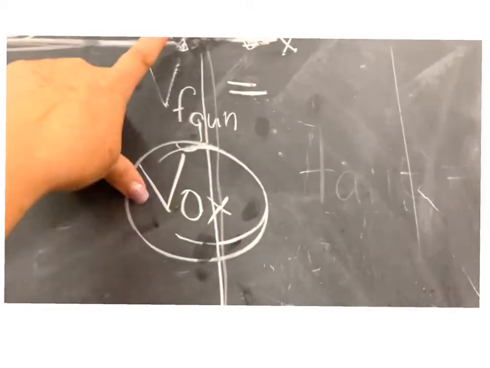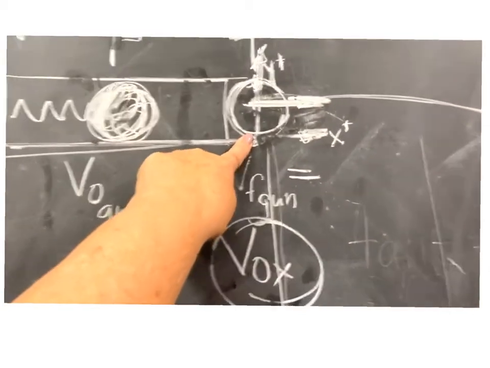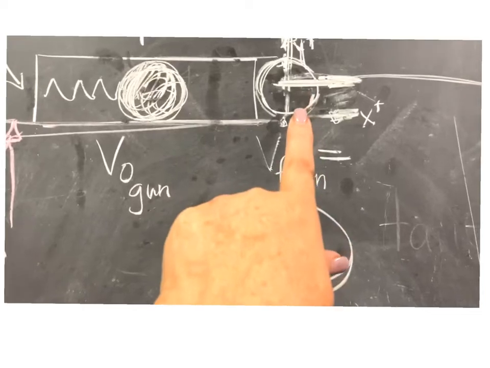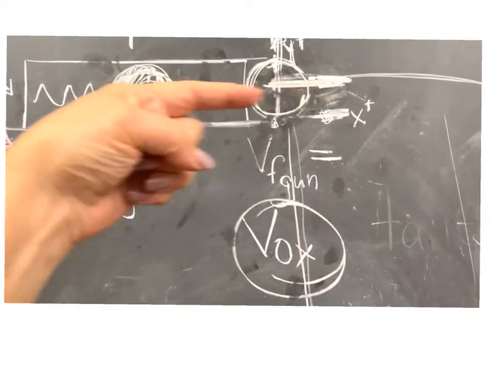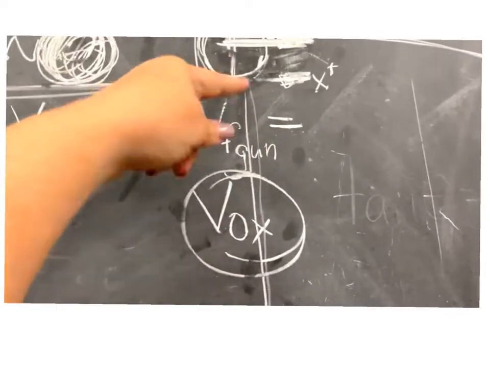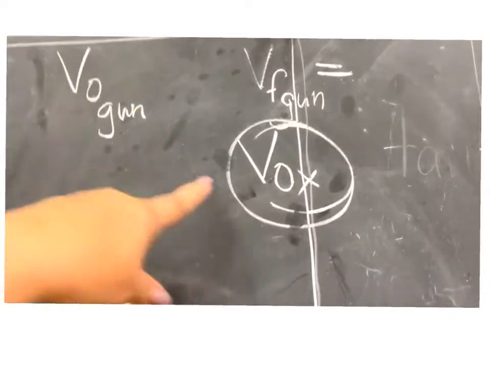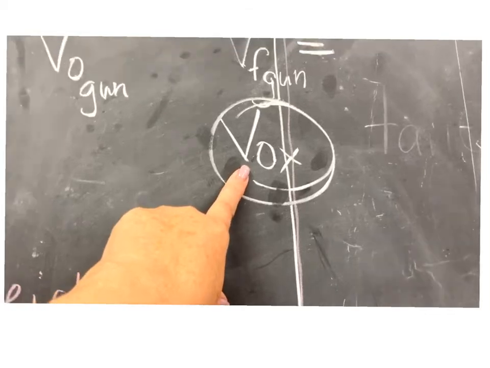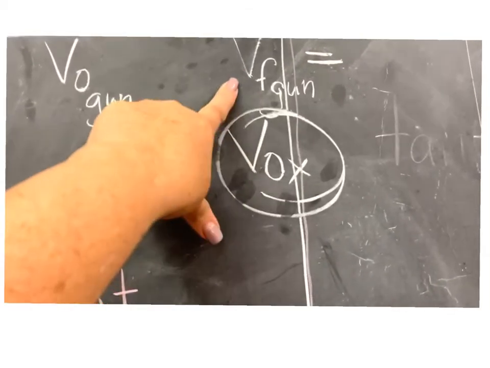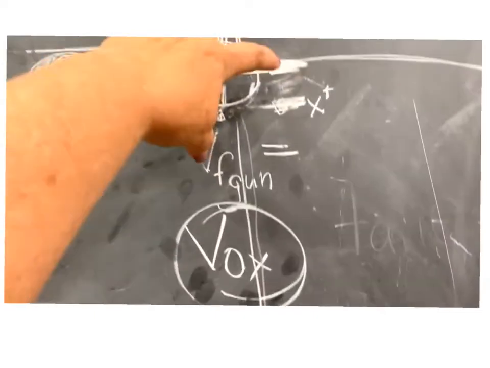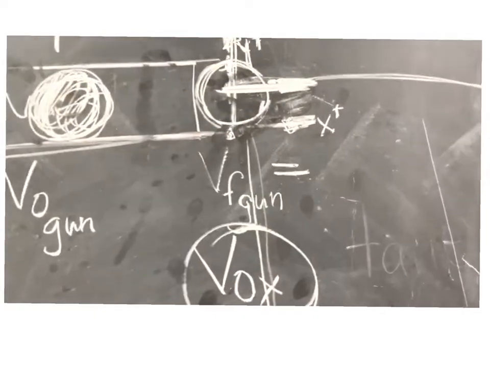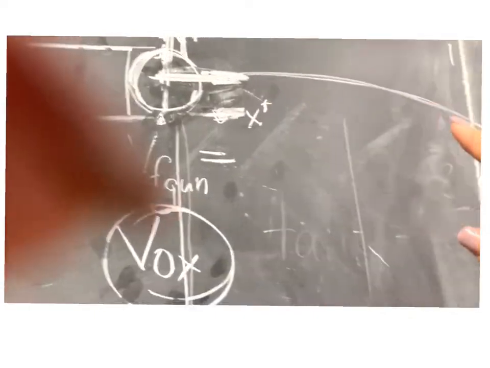The initial velocity of the projectile is equal to the final velocity of the gun. So as it's leaving the gun, this velocity is what we're going to calculate to be the initial velocity for our projectile motion.